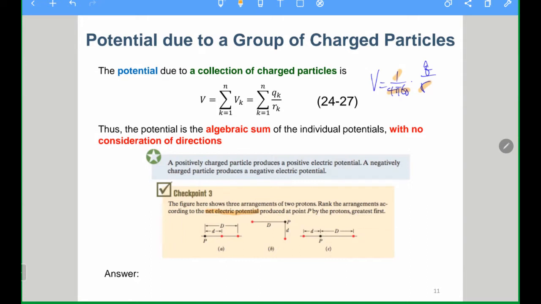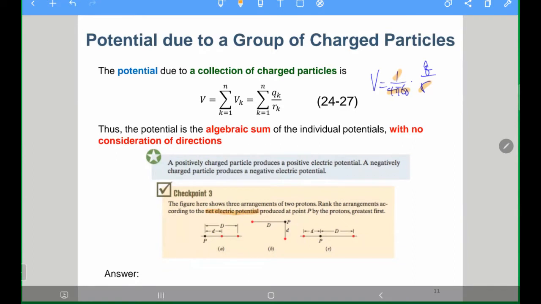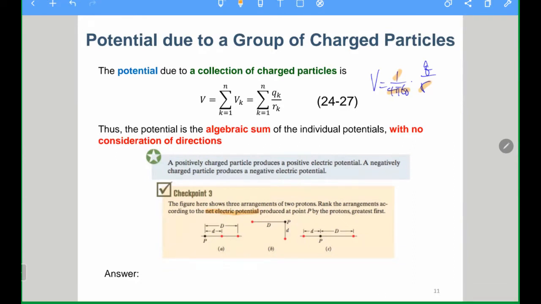Okay, so I think no one can get it. So let me try to tell you the correct answer. The correct answer is they are all equal, the same. They actually have the same potential, because here we don't really need to care about the direction.